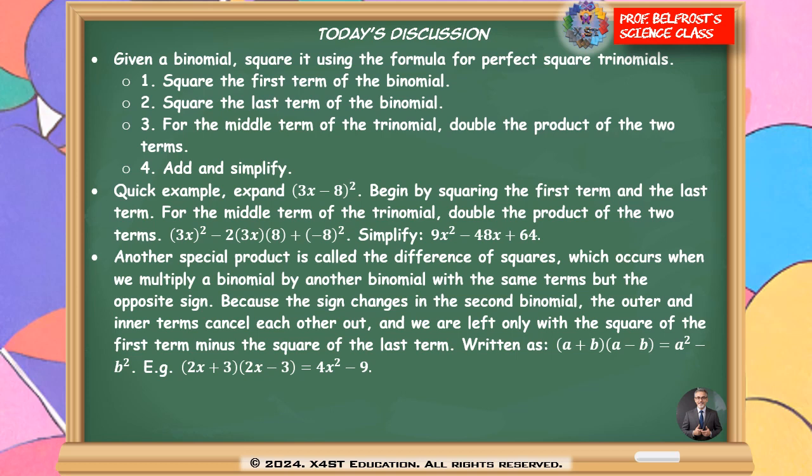Okay, so that's the first special product. Here's another special product, called the difference of squares, which occurs when we multiply a binomial by another binomial with the same terms but the opposite sign. Because the sign changes in the second binomial, the middle terms cancel each other and leave only the square of the first term minus the square of the last term. The form is (a plus b) times (a minus b) yields a squared minus b squared. Quick example: (2x plus 3) times (2x minus 3) gives us 4x squared minus 9.